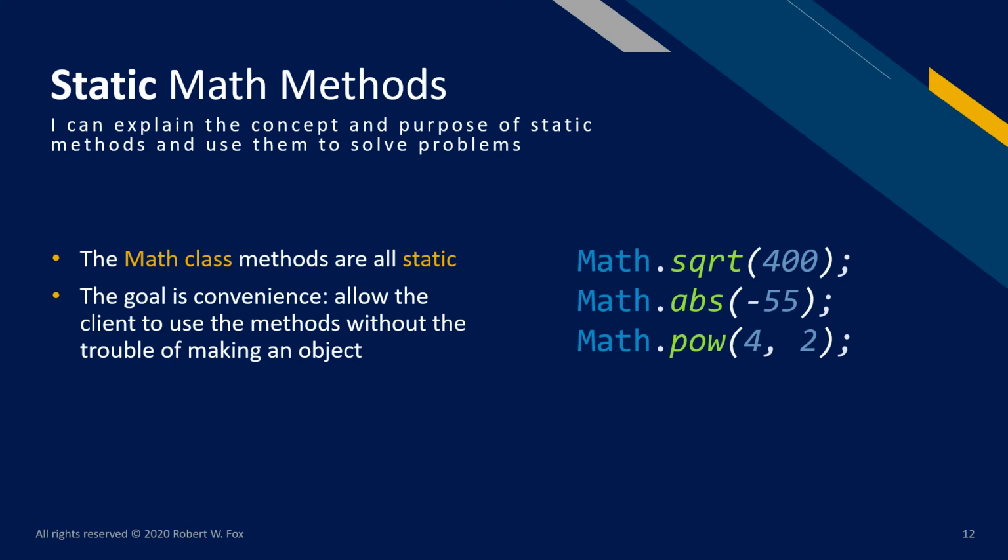The reason it was done this way is just convenience. The idea is that I want to be able to use the methods in the Math class, but I don't necessarily want to have to take the trouble of making an object. And so convenience is one use case of static methods.